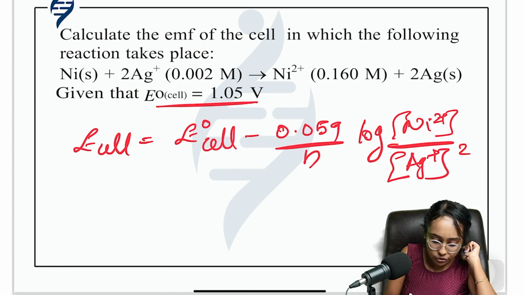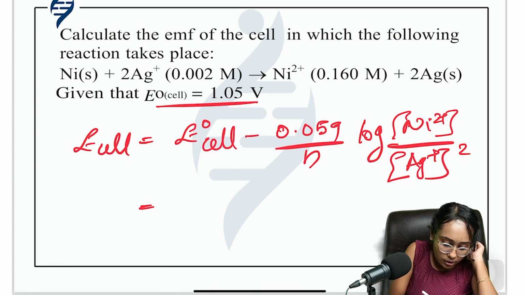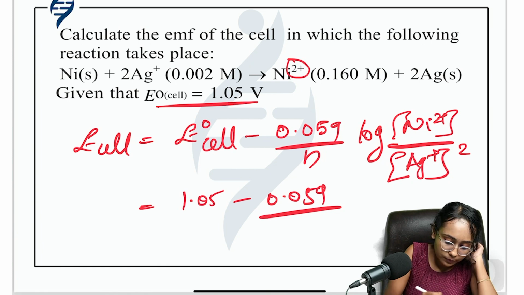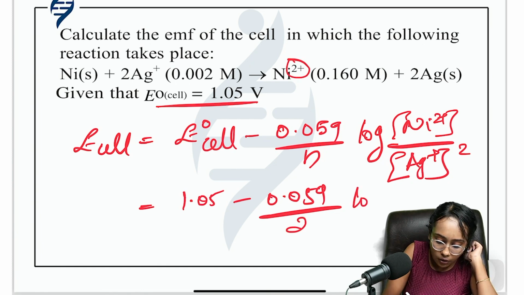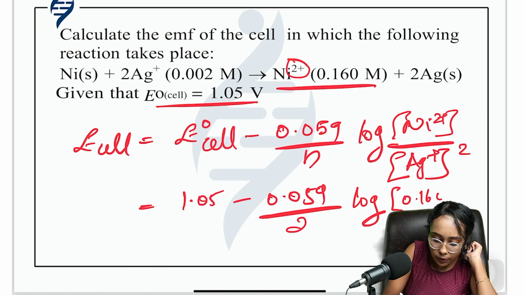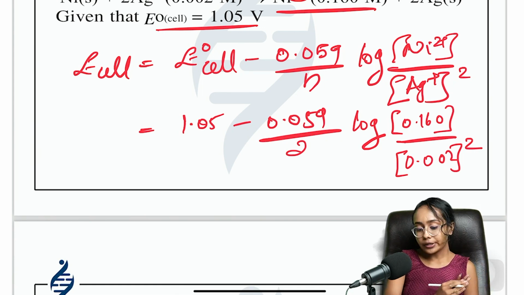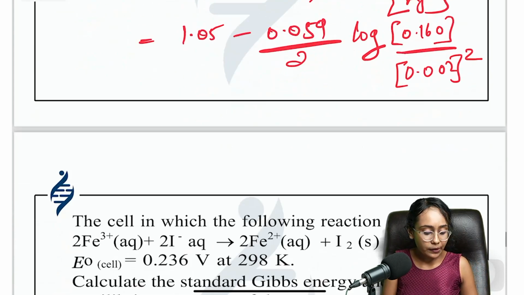to the power of 2. So by substitution, we'll get E naught cell is given here as 1.05 minus 0.059 divided by n. n is 2 here. 2 log of the Ni2+ concentration, that is 0.160, divided by the Ag+ concentration, 0.002, to the power of 2. So on calculating, you'll get the final answer.